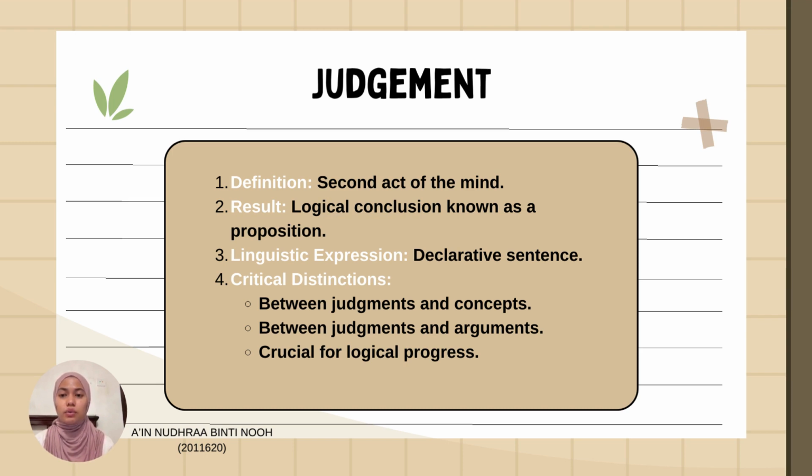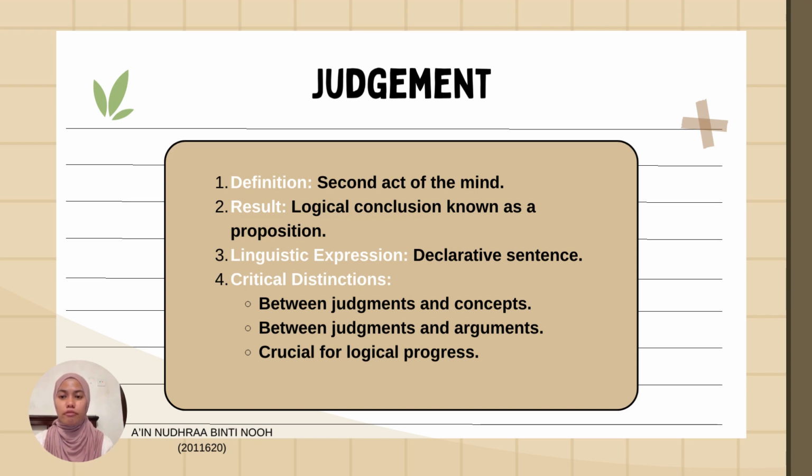So the third is linguistic expression, which is the declarative sentence. What is a declarative sentence? A declarative sentence makes statements or conveys information. For example, in terms of a statement of fact: the sun rises in the east. And other examples in terms of affirmations: she is a talented musician, or the project deadline is tomorrow. Hence, declarative sentences present information or make statements about reality.